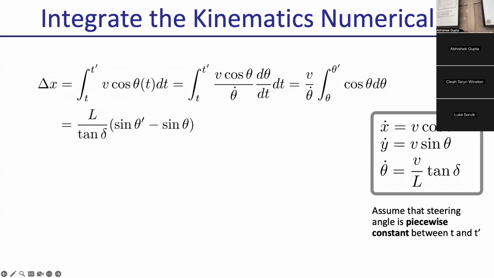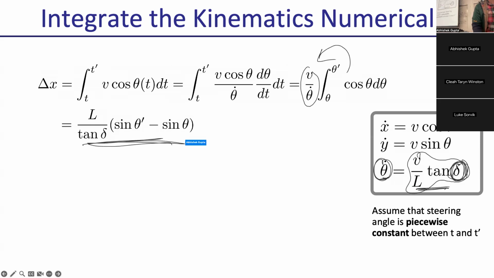So if you want to get the change in x, you look at v over theta prime, and you integrate with respect to cosine, you get sine. And then you can simplify this by noting that theta dot from our previous slide was v tan delta over L. We derived this earlier for theta dot. We're assuming that the steering angle is constant, which means that theta dot is constant. So if delta is constant, that means theta dot is constant. And then you do that to take v over theta dot outside of the integral. And this allows you to derive delta x.